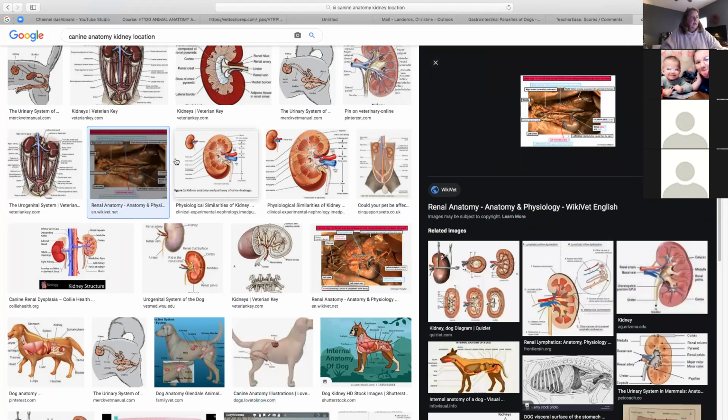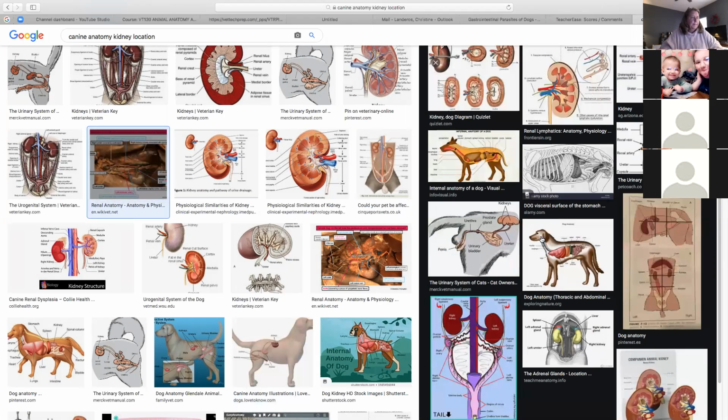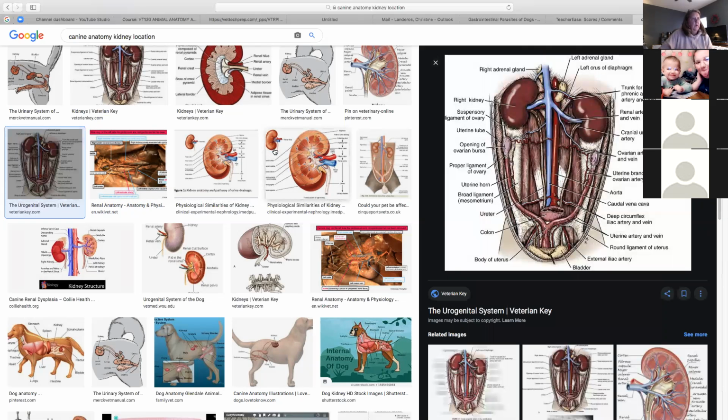Here, let's see, maybe I can get a better picture. Okay, here's a little bit better picture. So here's the liver, the stomach, here's where the kidneys are, and here's in relationship, here's the gut. So here's also a good example.